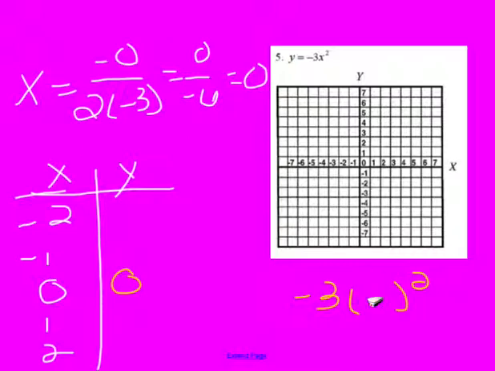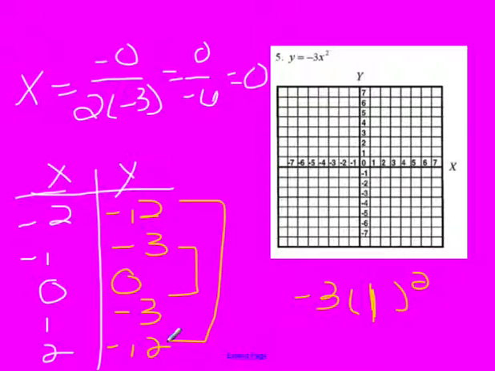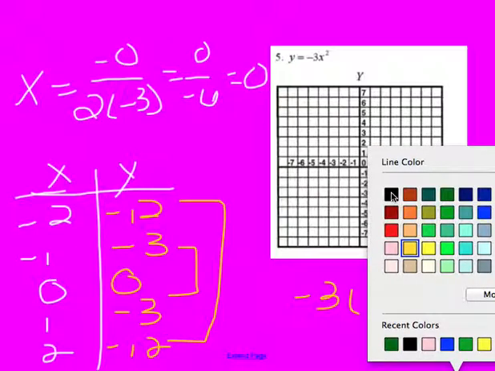When I put 1 in, then I end up getting negative 3 times 1 squared, so I get negative 3, and here I get negative 12 and negative 12. Remember, these two always have to be the same, and these two always have to be the same. Otherwise, it won't work. So let's go ahead and graph that.